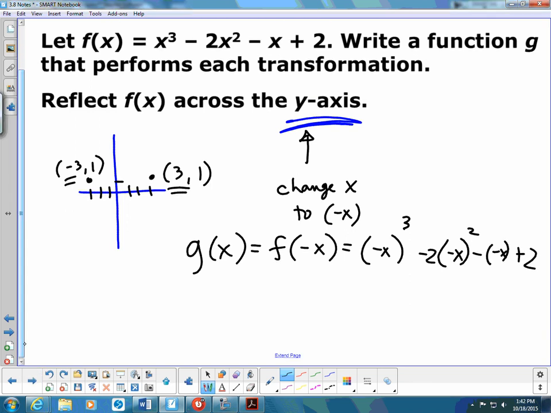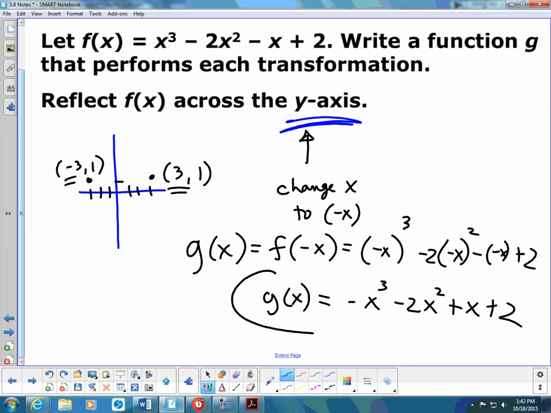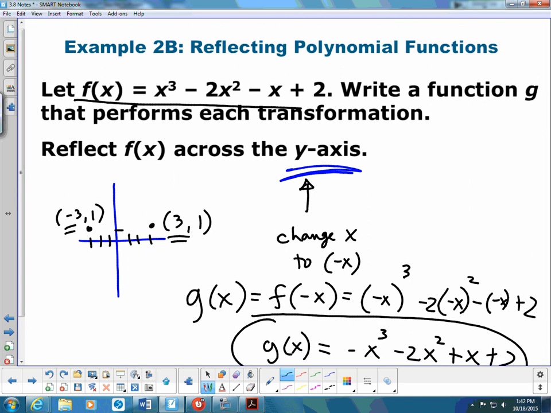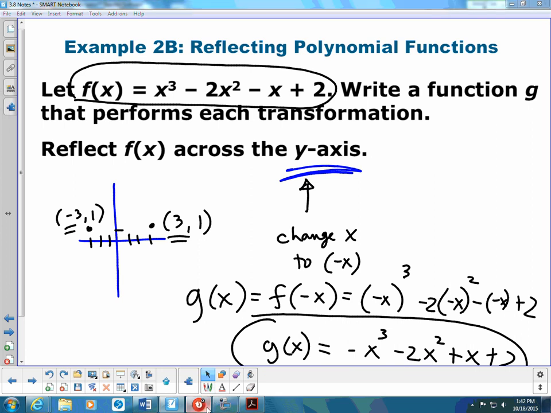And so if we are going to simplify this a little bit, we know that negative x times negative x times negative x is going to be the opposite of x cubed. And I've got a minus 2 times negative x is a positive x squared. Minus a negative x is going to be a plus x, and then plus 2. So this is going to be our rule for g of x. And this function right here, when we graph it, should be the reflection of our original parent function over the y-axis. So let's test that.